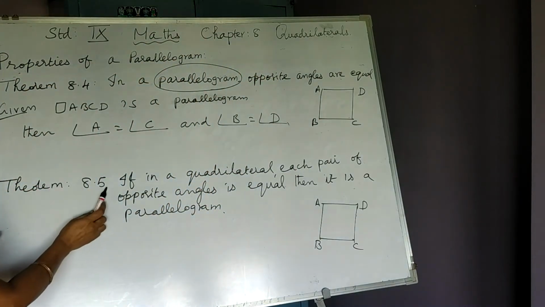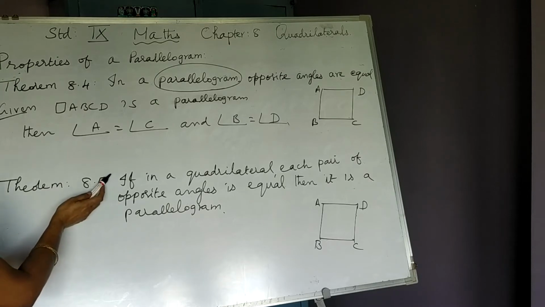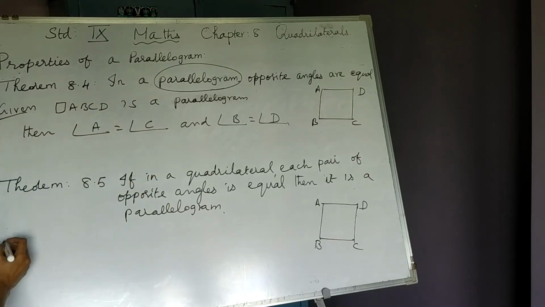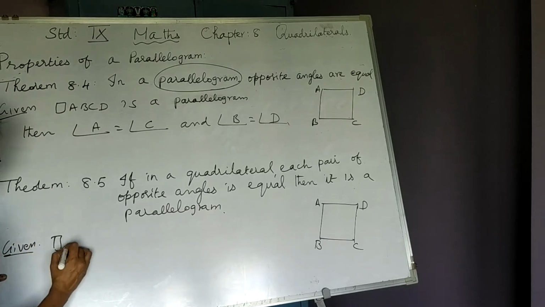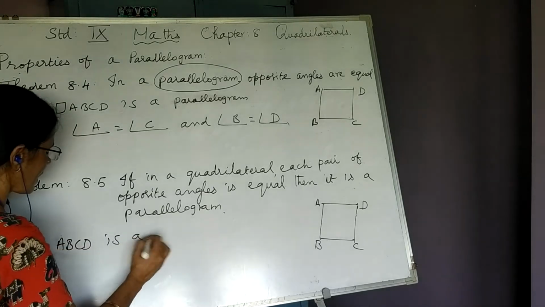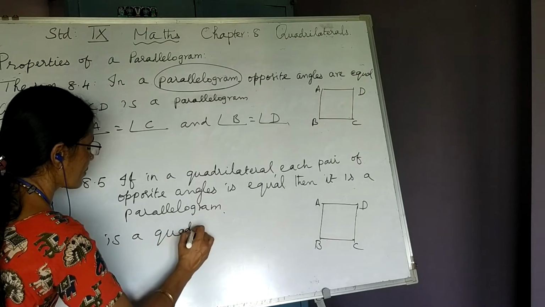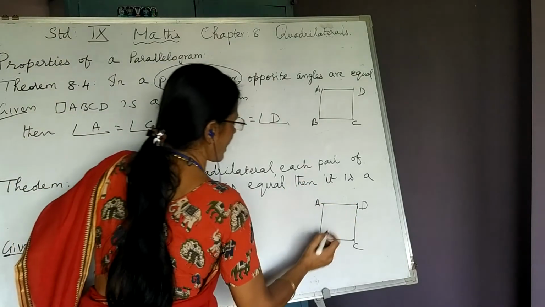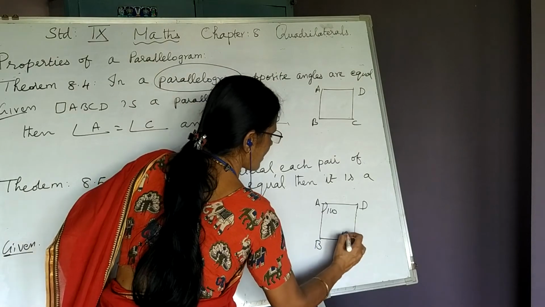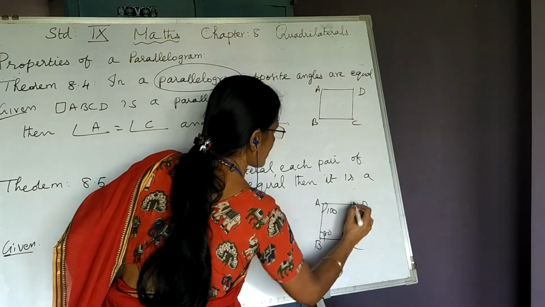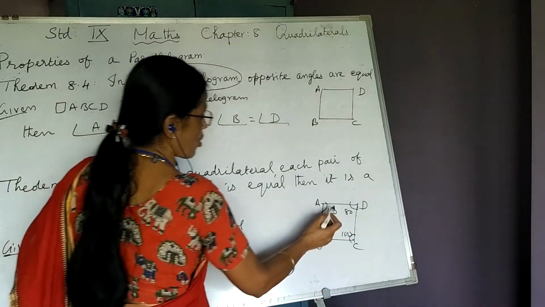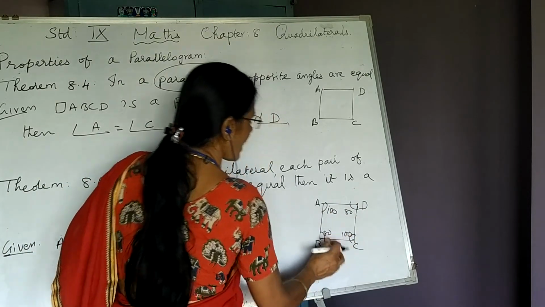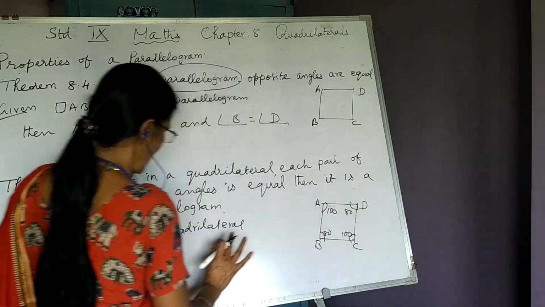Theorem 8.5 is the converse of this. What is the converse? We are given a quadrilateral. ABCD is a quadrilateral only, not a parallelogram. ABCD is a quadrilateral. But some conditions are given. So it is a quadrilateral. Say these two are 100 and these two are 80. So what we find here, opposite angles are equal here. Therefore, it should be what? It should be a parallelogram.